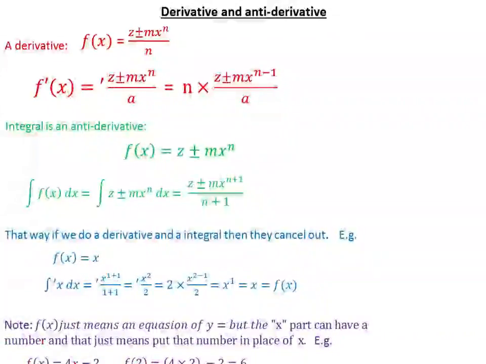Here we have 4x minus 2. So y equals 4x minus 2, do f(2), and then we get 4 times 2 minus 2, 4 times 2 is 8, minus 2 is 6.